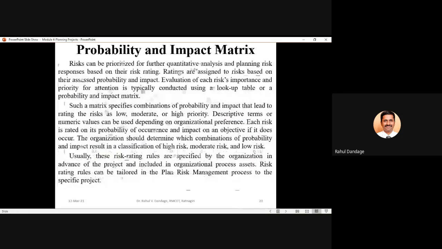So the next part in this qualitative risk analysis is the probability and impact matrix. The risks can be prioritized for further quantitative analysis and for planning risk responses based on their risk rating. When preparing the risk rating or ranking, ratings are assigned to risks based on their assessed probability and impact. So we should give the ranking, priority or rating to each risk based upon how much the probability and the impact of that particular risk are.